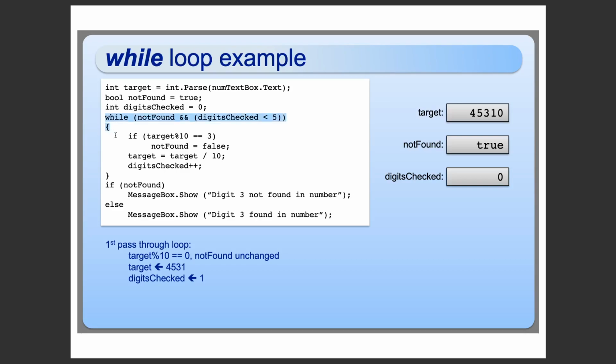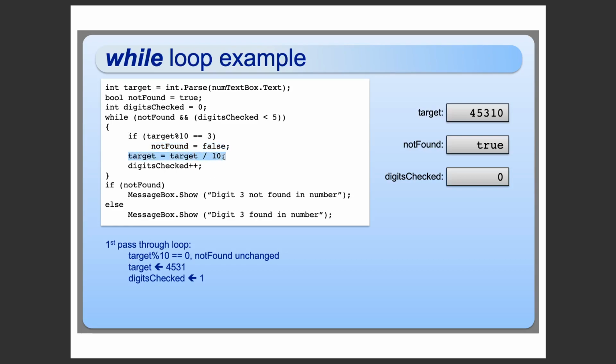The first pass of the loop is this bit of code here. There's a bit of explanation here, so we can see that we're calculating target % 10. For this example, if we divided this number by 10, we'd get 0 as the remainder with the modulo. So target modulo 10 equals 0, so we don't execute this part. Not found stays true.